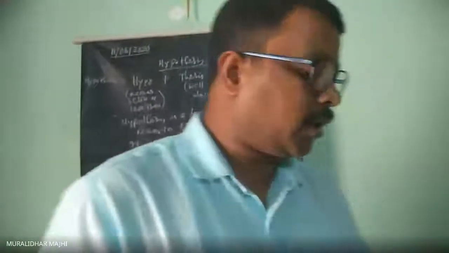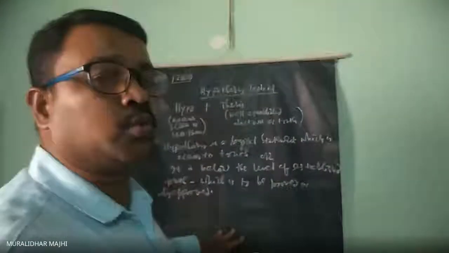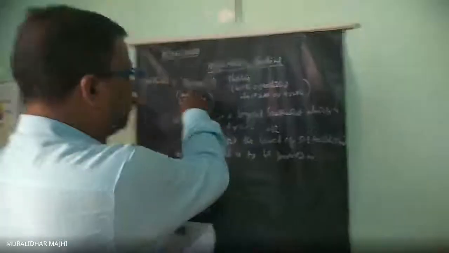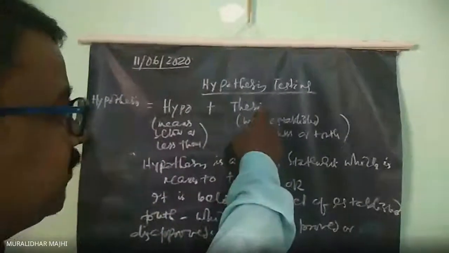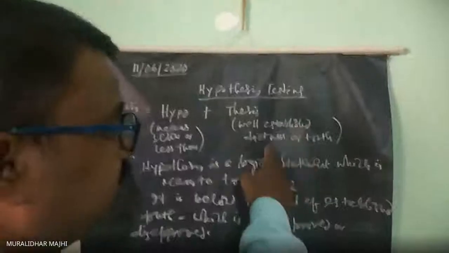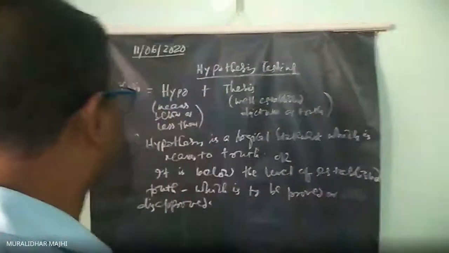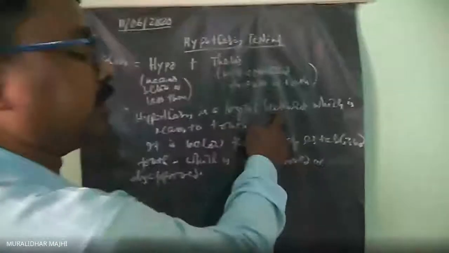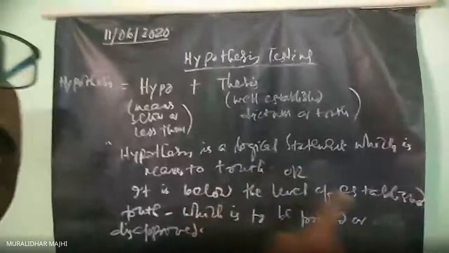Okay. So what is the hypothesis? As the name suggests, hypothesis consists of two words. One is hypo, another is thesis. Hypo means below or less than. Thesis means well-established dictum or truth. So hypothesis is a logical statement which is nearer to truth.